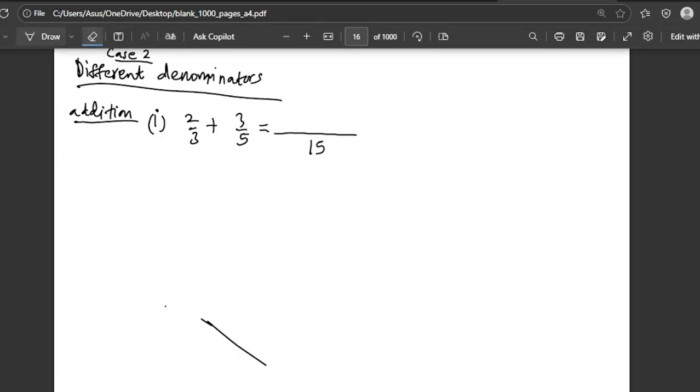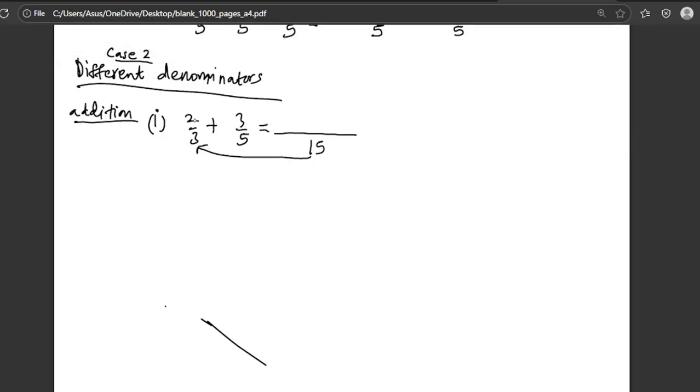Now this is what we do. 15 divided by 3 is 5, and 5 times 2 is 10. Plus the same here: 15 divided by 5 is 3, and 3 times 8 is 24. Then we add 10 plus 24, which is 34. So 34 over 15 is the answer.